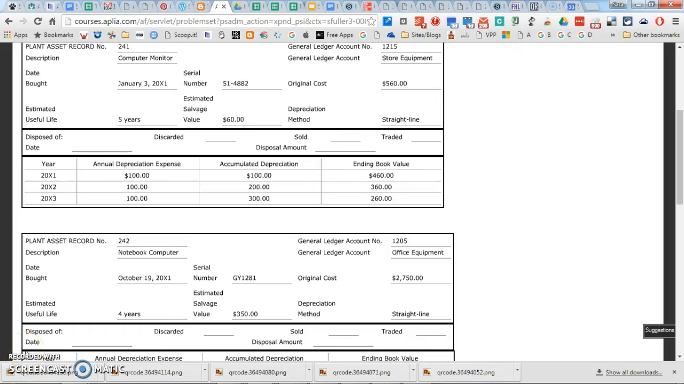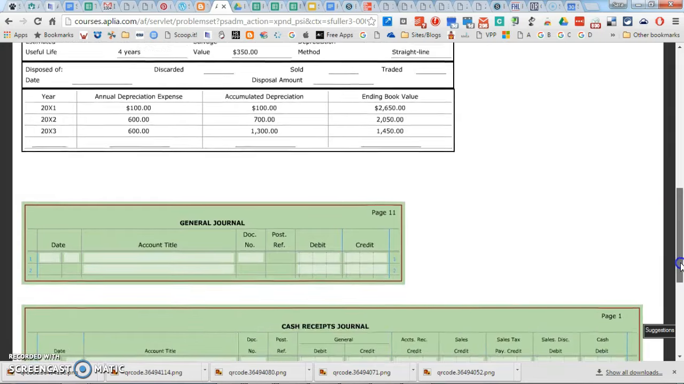Okay, for 18.4, for each of the following transactions completed in our year 4, journalize an entry for additional depreciation if needed. Use page 11 of the general journal. So our first transaction is January 6th. We received cash for the sale of the computer monitor, plant asset number 241, $290. So we're going to come down to our cash receipts journal first.